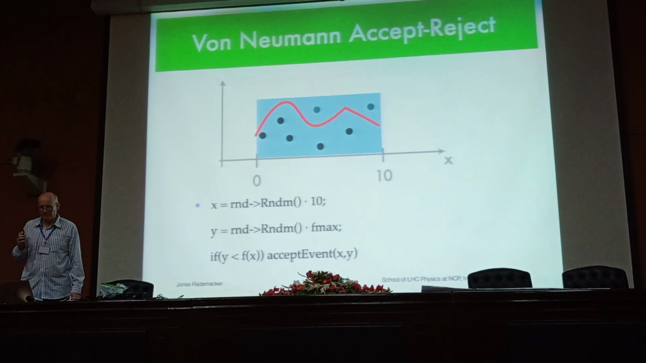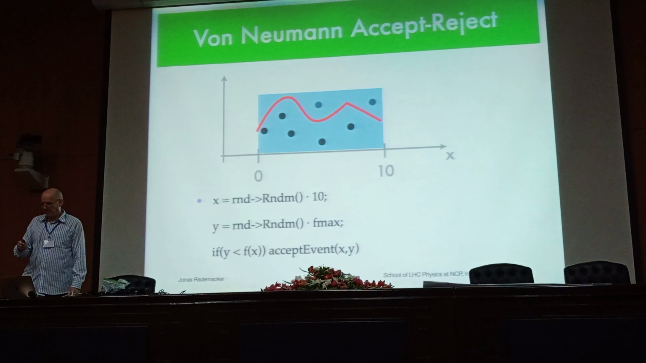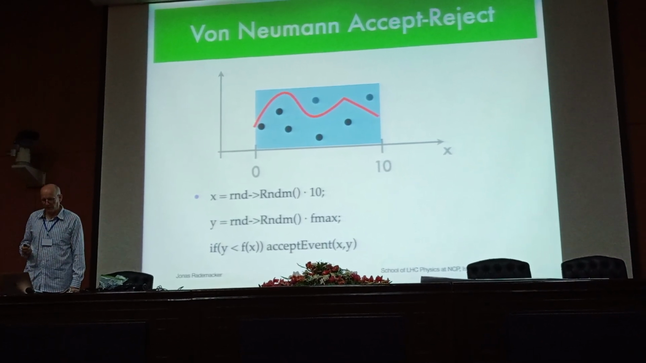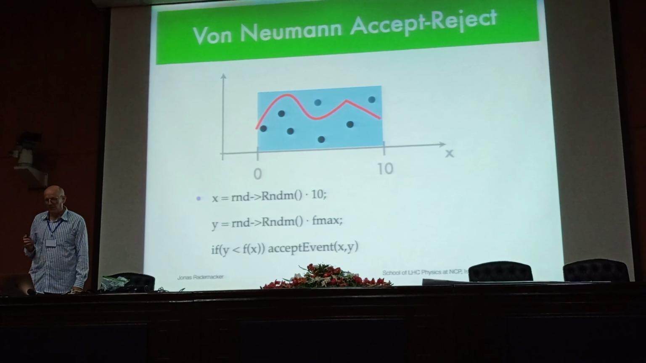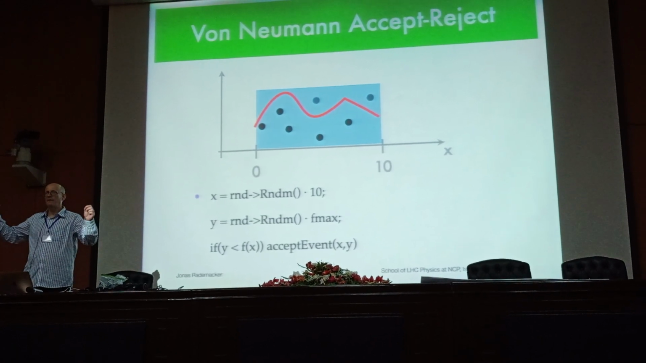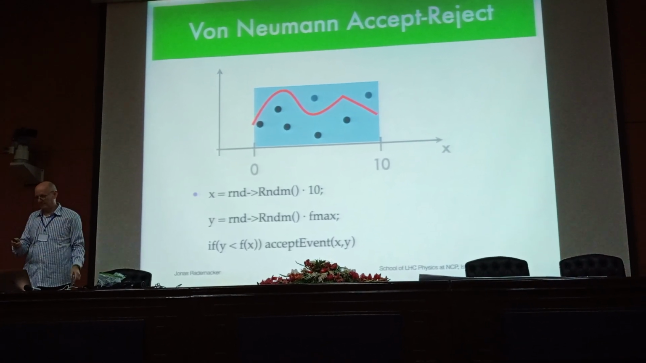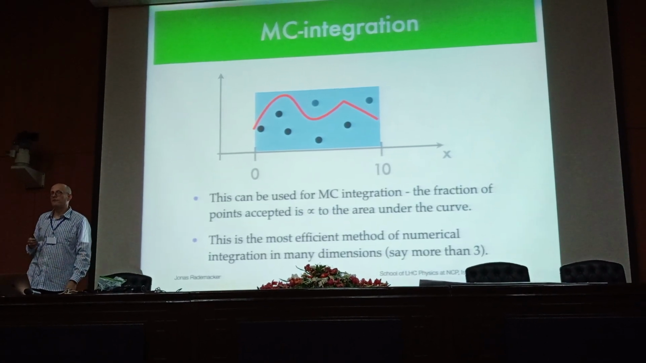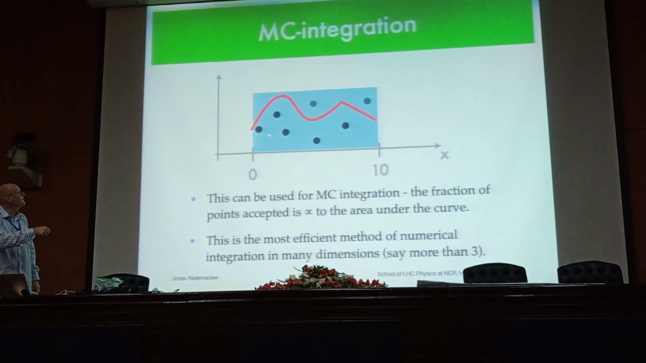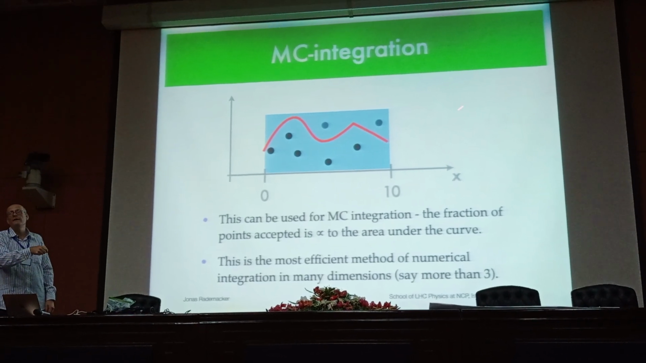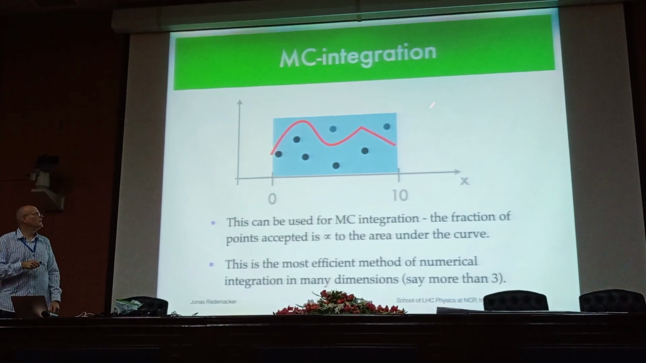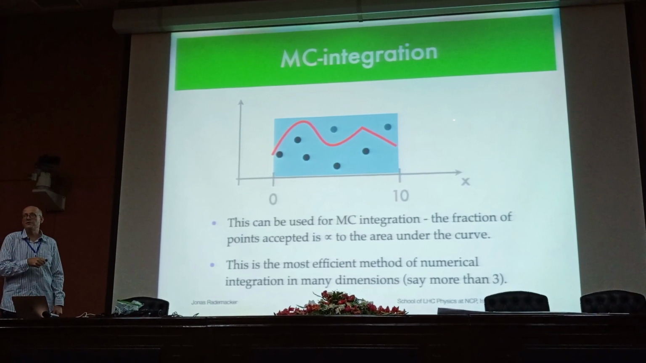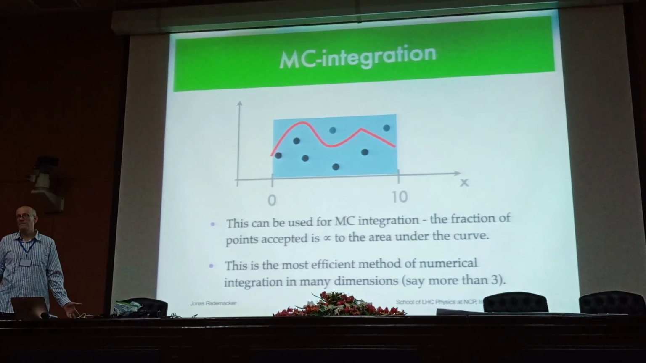And that's how simple Monte Carlo simulation works. This is the root code to do this. You generate two random numbers, one in the x and then one in the y direction. And you can also use that for integration because the fraction of accepted events is proportional to the area underneath the function. So if I know the area of the box, which is easy usually, I also know the area of the function, and that gives me the integral.